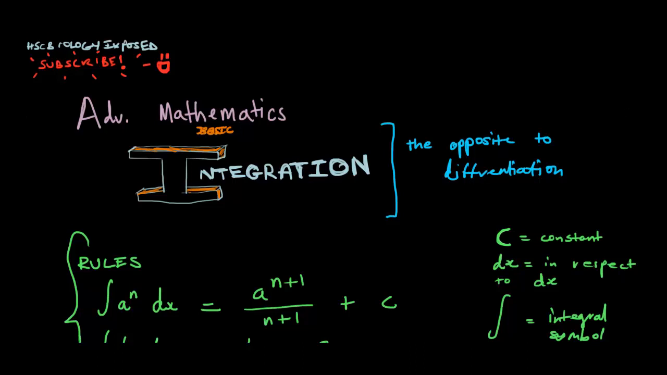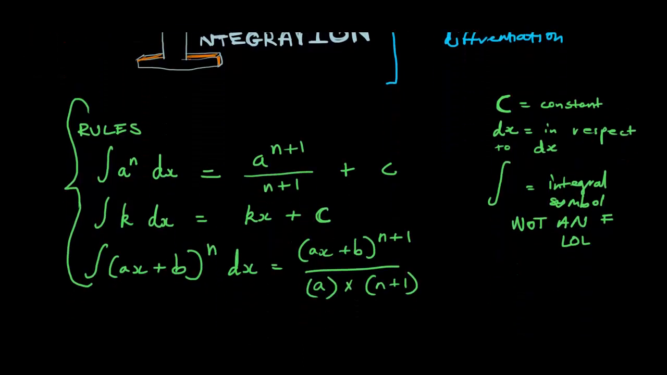Okay, so let's see some rules. In integration, what you're doing is, as I said before, the exact opposite of differentiation. So there are a couple of rules that make this a lot easier. Suppose I had, okay, now I'll explain some stuff to you. This, which looks like an F, is the integral symbol. It's not an F. The C is a constant, and the dx means in respect to dx. It can be anything, like y or x, anything. But in this case, it's in respect to dx, just to show you some examples of the rules.